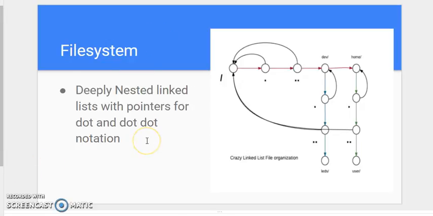So the file system was something I was pretty interested in, and I did set up a pretty deeply nested linked list with pointers that point along their branch and branch off at directory nodes. It's actually not that hairy because you always have a root node to go back to.